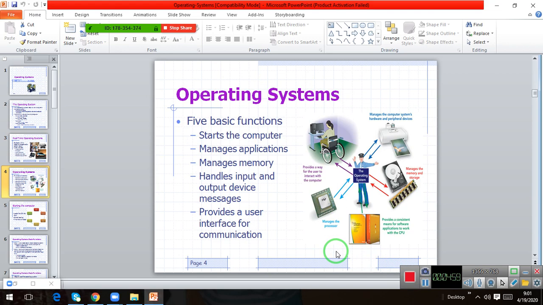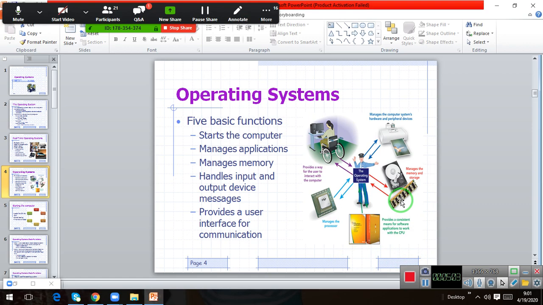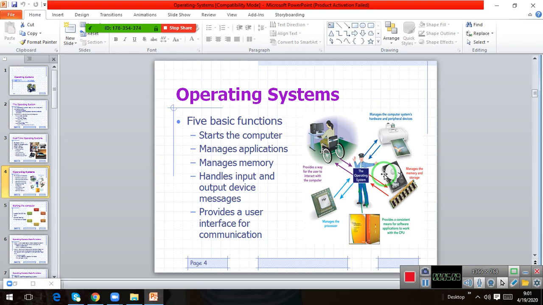Now the operating system performs five basic operations. Let us understand with the help of this diagram. First, start the computer. Over here you can see a user is starting the computer. Then manage applications. Obviously the system is used to manage different applications. Then manage the memories.